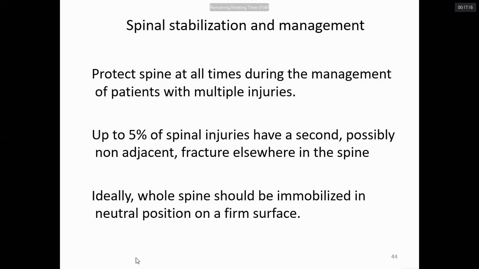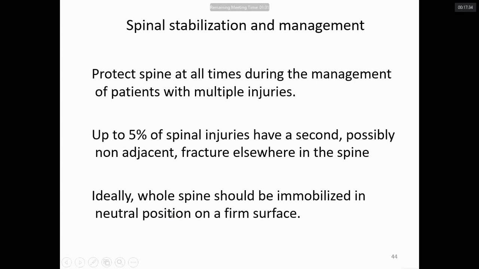Up to 5% of spinal injuries have a second, possibly non-adjacent fracture elsewhere in the spine. So you should also look at the other side. If there is a spine fracture, you have to look for the other side. Up to 5% of the time you could see a fracture in another part of the spine.